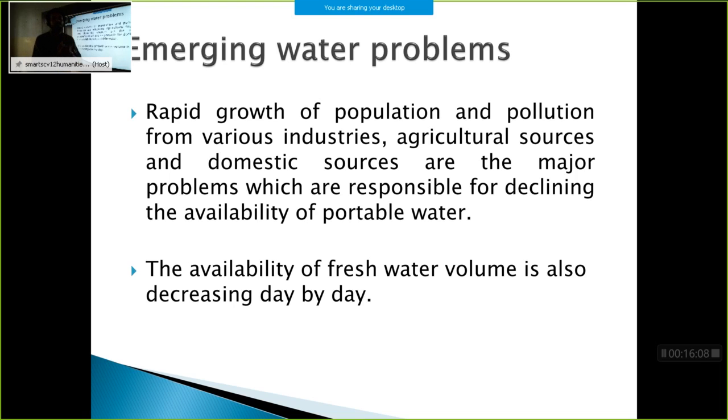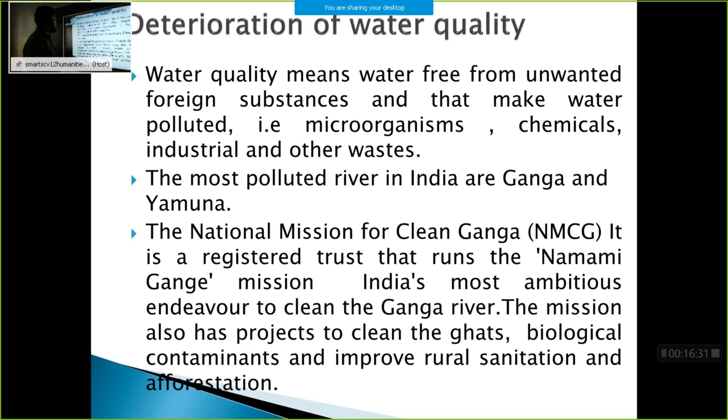Okay, the availability of fresh water, you know what fresh water is. Why is availability decreasing? What would be the reason for that decrease? Because population is increasing, our demand is increasing, right? We all need water, right? So obviously the demand is increasing, and because of that the availability is decreasing.